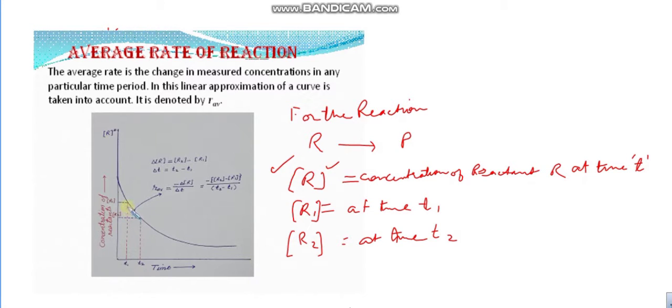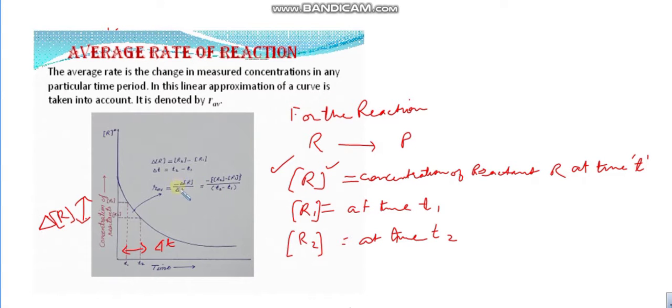So what is the change in concentration? This is R2 minus R1. And what is the change in time? This is t2 minus t1. So this difference is delta t, and this difference here is delta R, concentration of reactants. So rate average can be written as change in concentration of reactant by change in time.